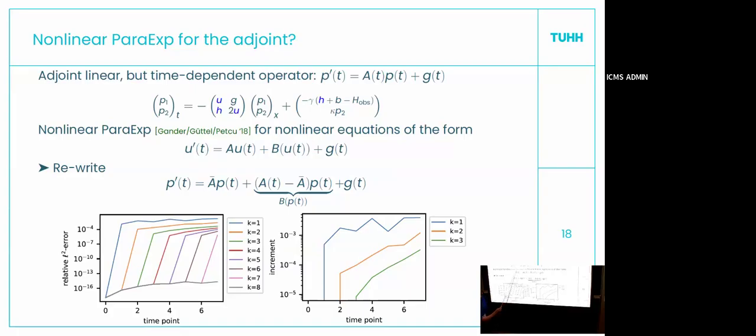So this is the general form. We have a linear term and a nonlinear term for the para-exp. And in our setting, we get the linear term by some approximation, a fixed time or an average of this operator. And then the defect to this approximation goes in the nonlinear term, and then you have to iterate. And this is the error decay over the iterations.